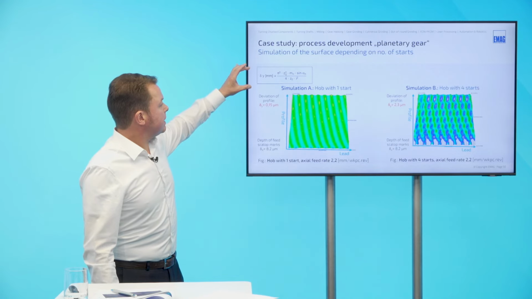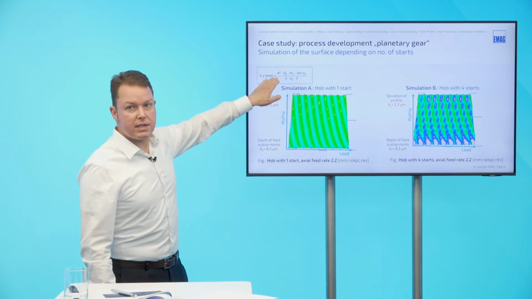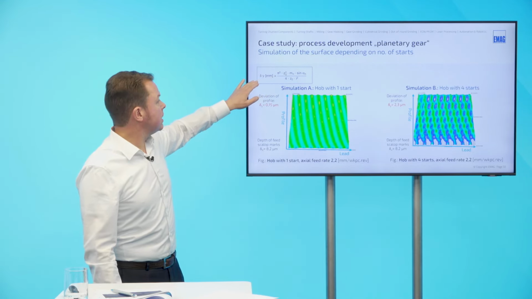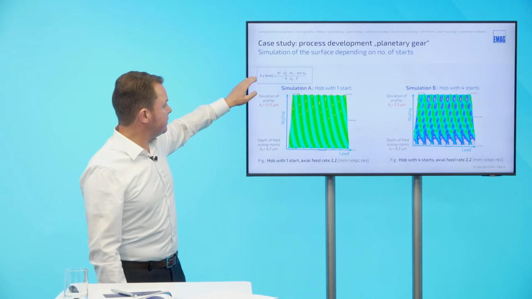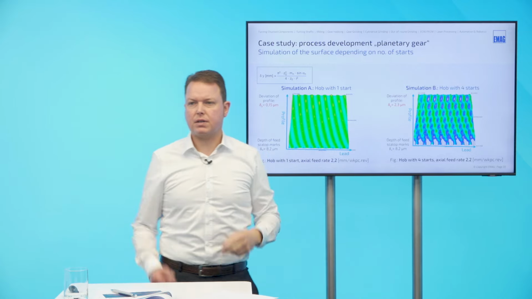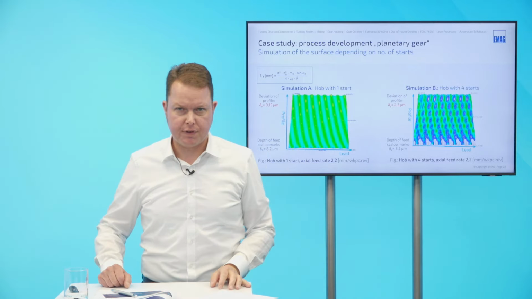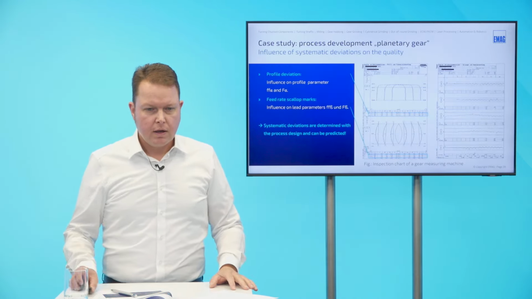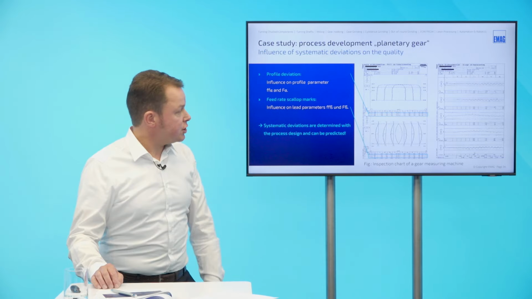This comes because the number of starts is here in this equation. We see this in this fraction, it comes squared. That means if we increase the number of starts 2 times, we will have 4 times higher deviations. And we will see this also in an inspection chart of the gear.